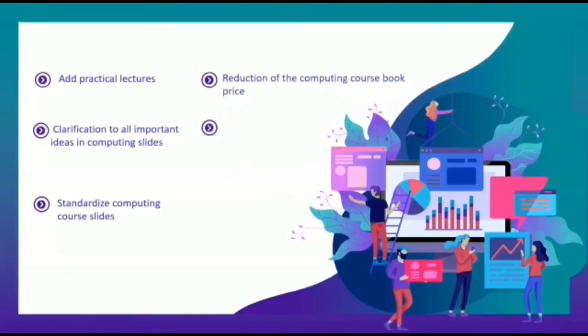Fourth, reduction of the computing course book price. We suggest contacting the university library bookstore in order to reduce the book price, or allowing each student to purchase it in installments, which will make it easier to own one. Fifth, it will be better to divide the computing course into 2 semesters. This will enhance concentrating on all specific topics for each term.